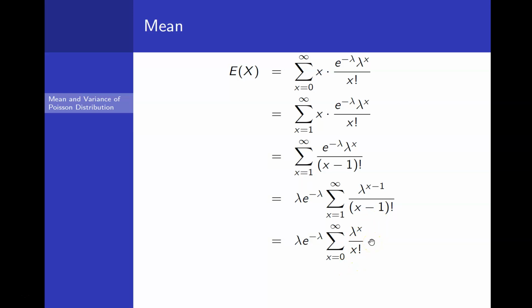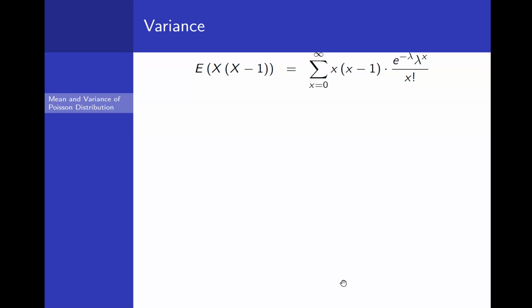The benefit of this is because now I can recognize what this sum is. That is our summation formula for e to the lambda. We have that for our Maclaurin series for e to the x in general, and I've plugged in lambda for the x value. So now I've got lambda e to the minus lambda times e to the lambda, and then of course these two pieces will give me 1, so I get lambda. So this is a way again to show that the expected value for the Poisson distribution is lambda.